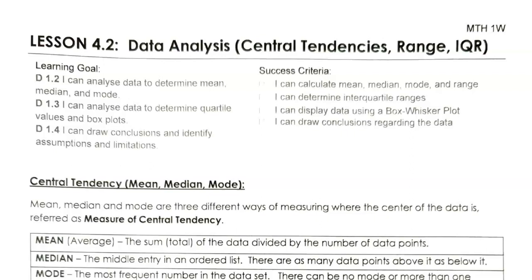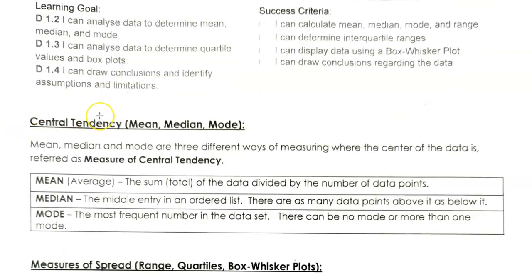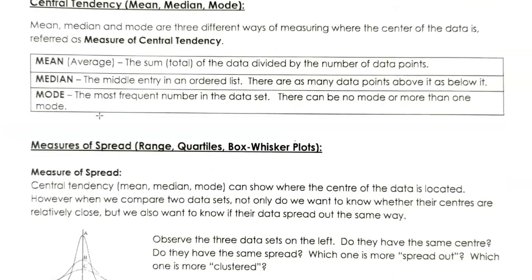So today's video pretty much has the same purpose. You still want to be able to analyze the data so that you can make predictions or conclusions. But in lesson 4.2, data analysis, we're now going to do that mathematically instead of visually. There are two things in this video that I'm going to go over. One is central tendency, and two is the measures of spread.